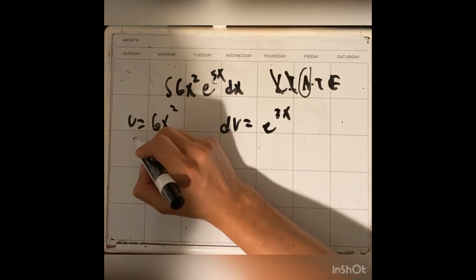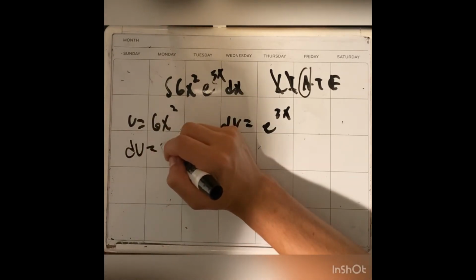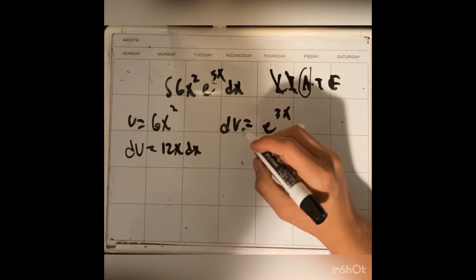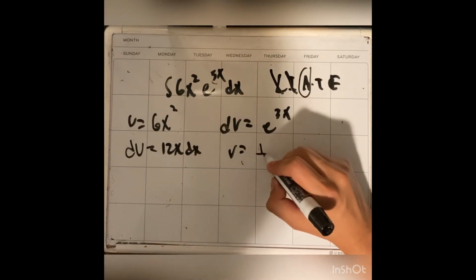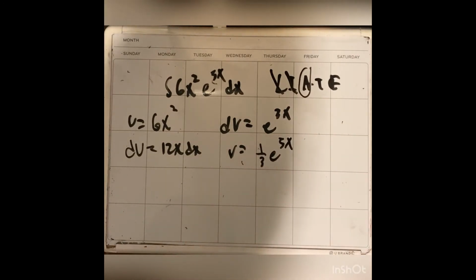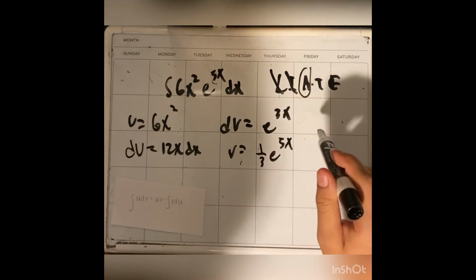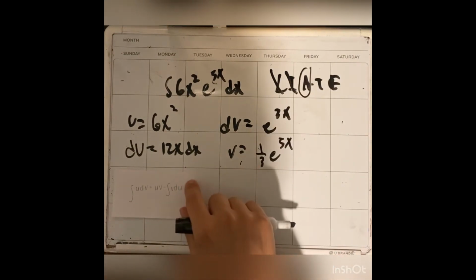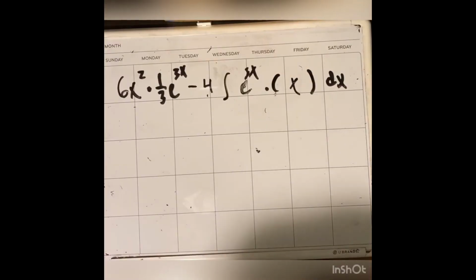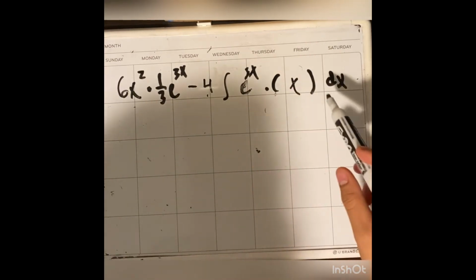If we take the derivative of u, then du equals 12x dx. And our v would be 1/3 e to 3x. And then, since we have all the values that we need, we can plug into our equation. After simplifying and plugging in our values, we can see that the new integral has a product. We must use integration by parts.